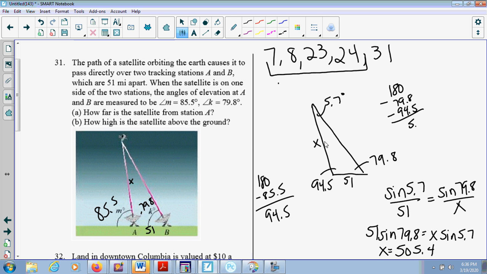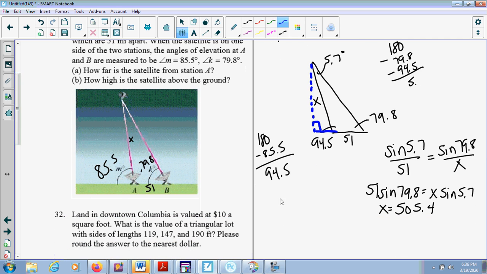We found that one. Now we want to figure out this height here. And for us to figure out our height, we'll drop down a perpendicular to the base of our triangle, and that makes a right triangle. We know the angle that is here, and we know this side because we just found it. So we'll just make a little triangle that we can see just a little bit clearer. So that's our little right triangle, our exterior one. We said this was 505.4. We want to know the height now.